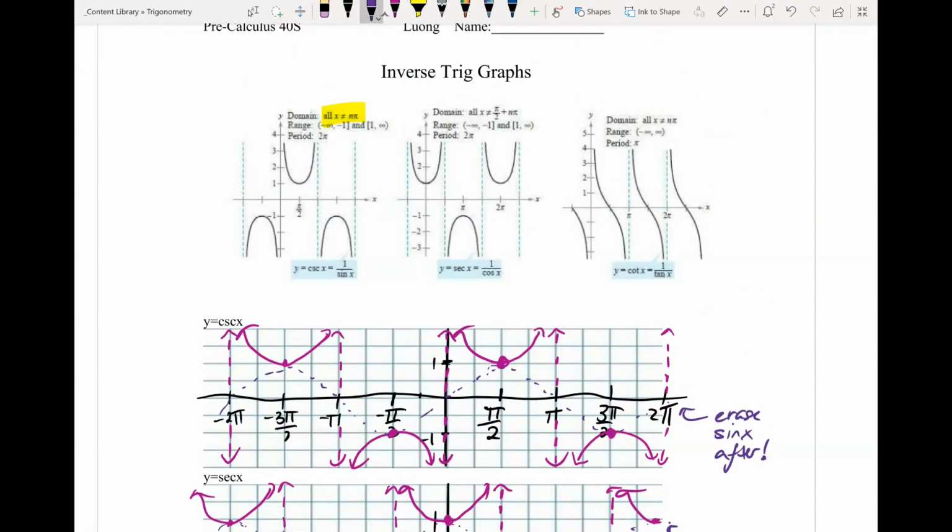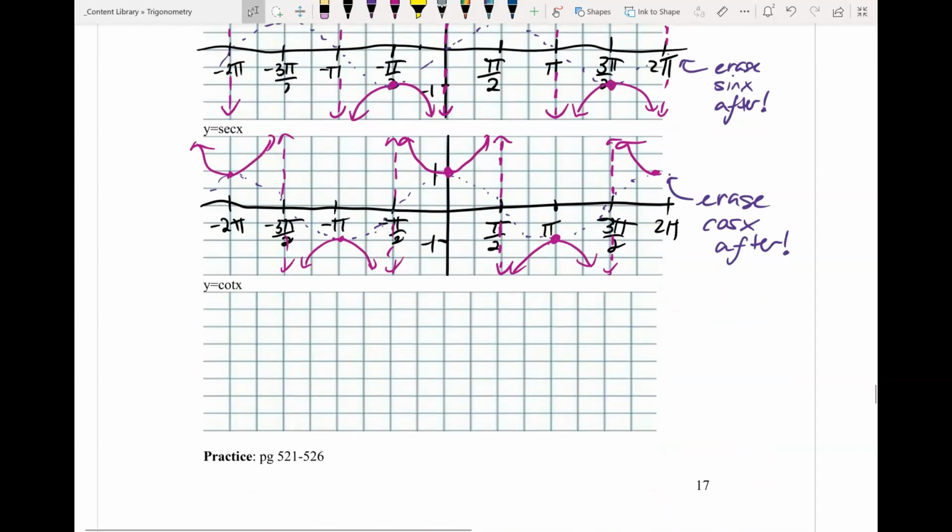You still have asymptotes. Your asymptotes have shifted over. It's going to be at 0, pi, 2 pi, and so on. And now we have a decreasing function within those two asymptotes. That's going from positive infinity to negative infinity. Your period is still the same, your range is still the same, and your domain has changed because your asymptotes have changed. So let's practice drawing the cotangent x graph.